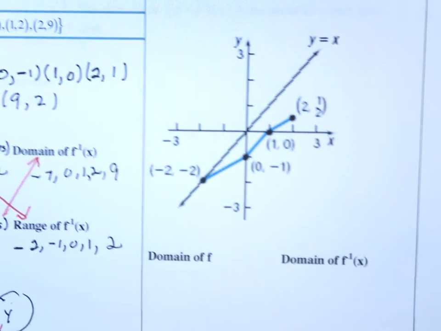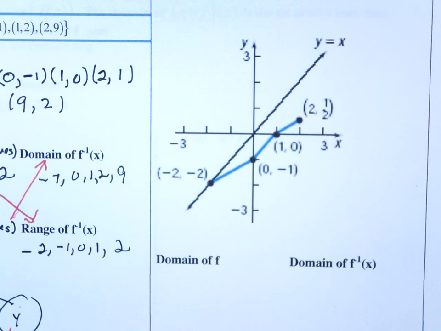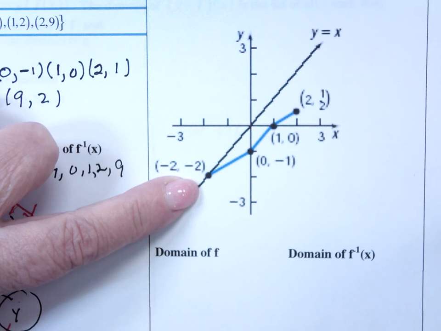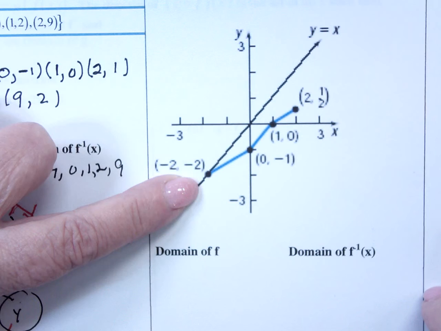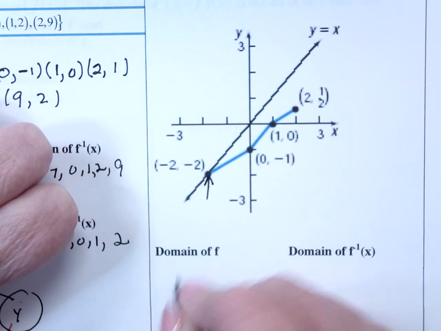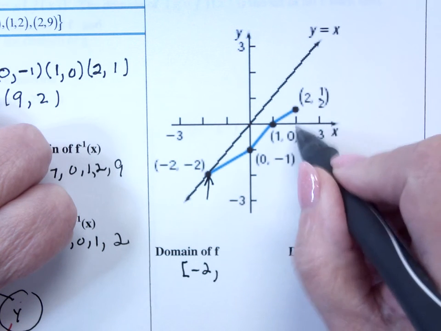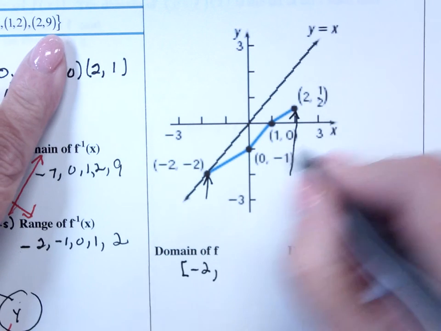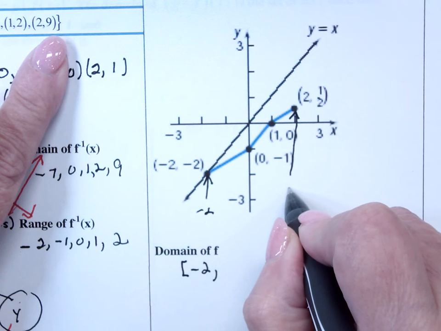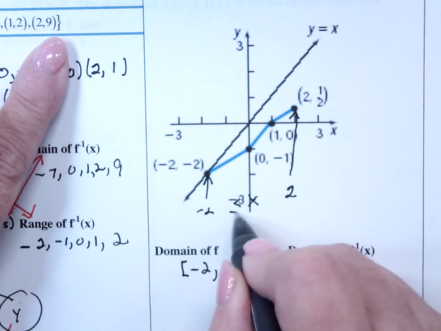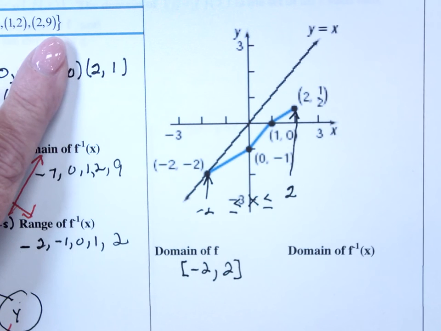So find the inverse using a graph, and here's a graph. Essentially, if I look at the domain of the function in this particular instance, where does it start? At -2. The domain is the x values, and it includes -2. And where does it stop? At +2, right? So what I'm looking at is -2 to +2. That says this is what x is going to be, if I put it in inequality notation.